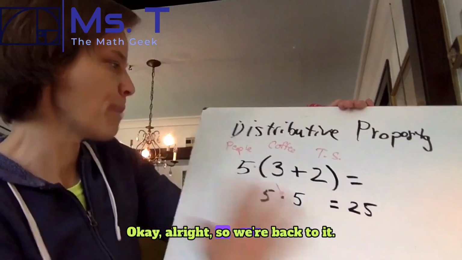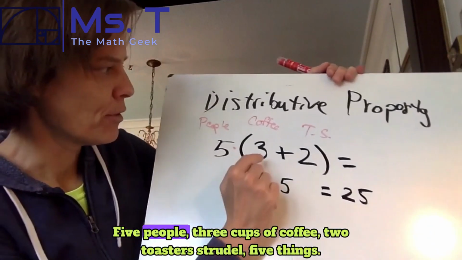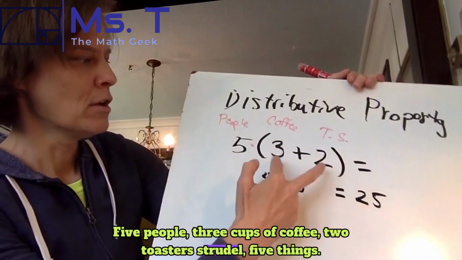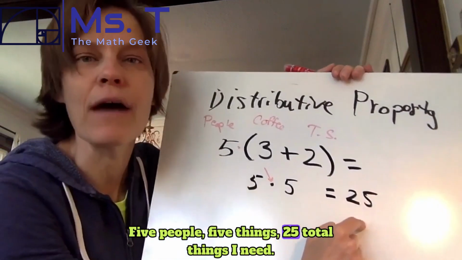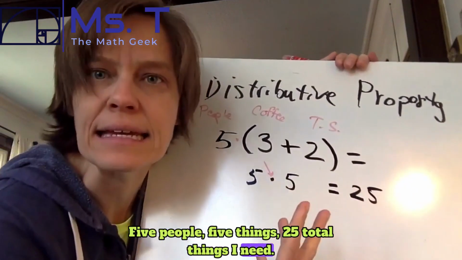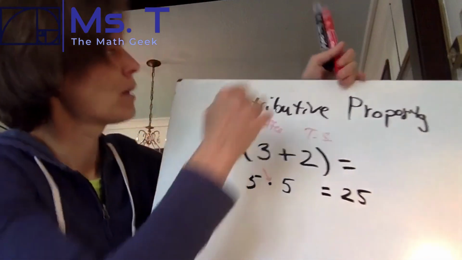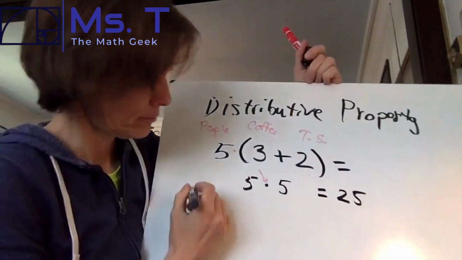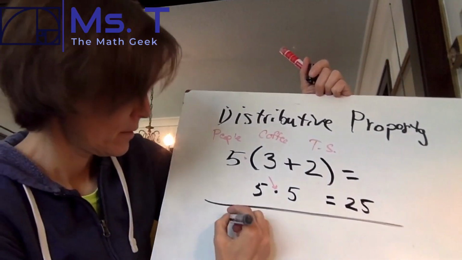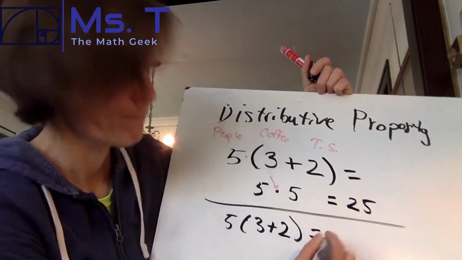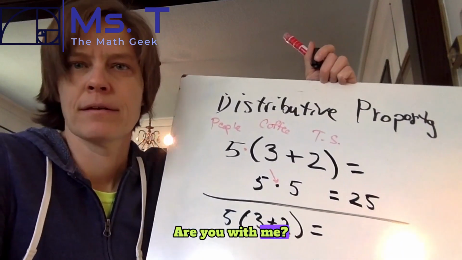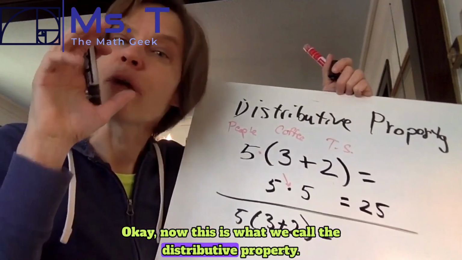Okay, all right, so we're back to it. 5 people, 3 cups of coffee, 2 toaster strudel, 5 things. 5 people, 5 things, 25 total things I need. Well, let's do this a different way. Are you with me? Okay, now this is what we call the distributive property.